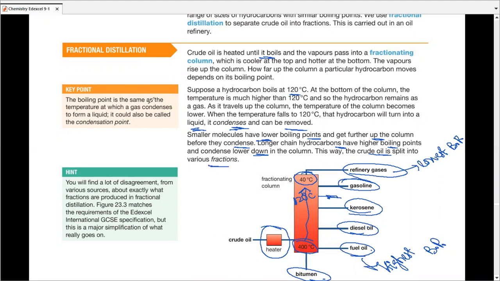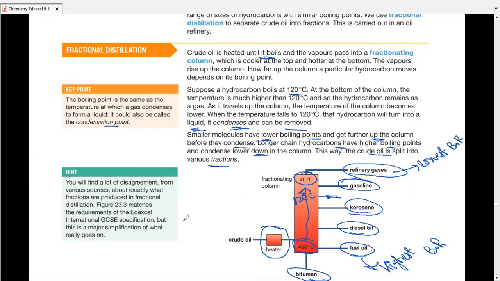The boiling point is the same as the temperature at which the gas condenses to form a liquid. It can also be known as the condensation point. So whether they use the word boiling point or condensation point, it pretty much means the same thing over here, since we are actually looking at the same piece of information in a different process this time.